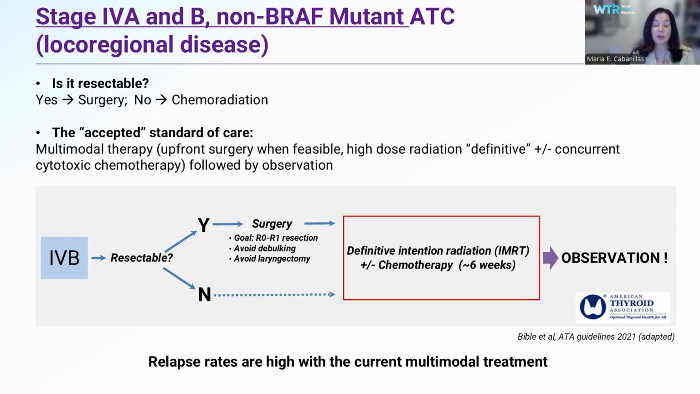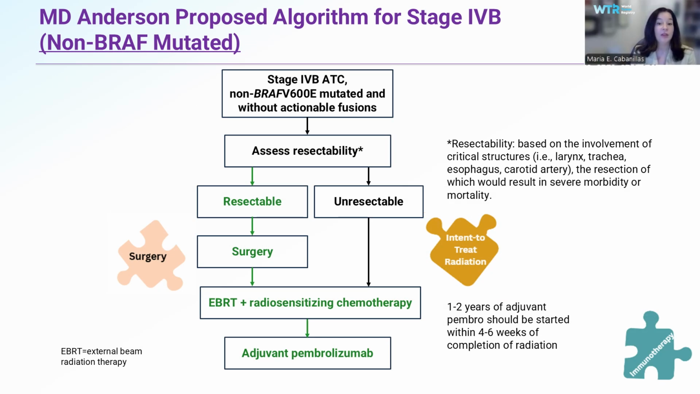Now, the chemotherapy, radiosensitizing chemotherapy, the radiation is about a 6-week course of radiation, so fairly long. Now, the recommendation currently is to observe these patients once they're done with this therapy. However, the relapse rates are very, very high. And therefore, we recommend adding adjuvant pembrolizumab. This will slowly make it into the guidelines, the various guidelines.